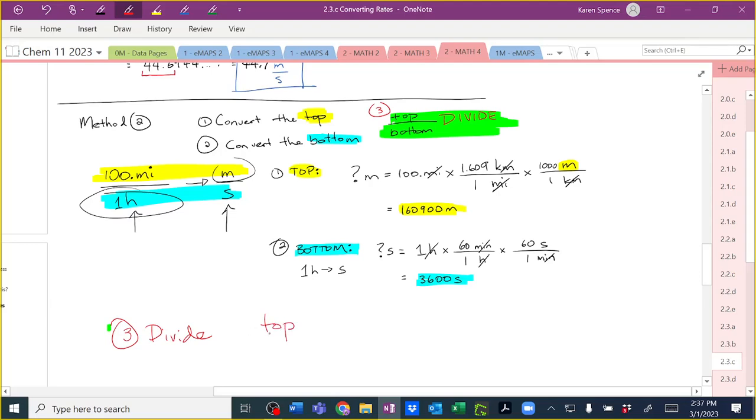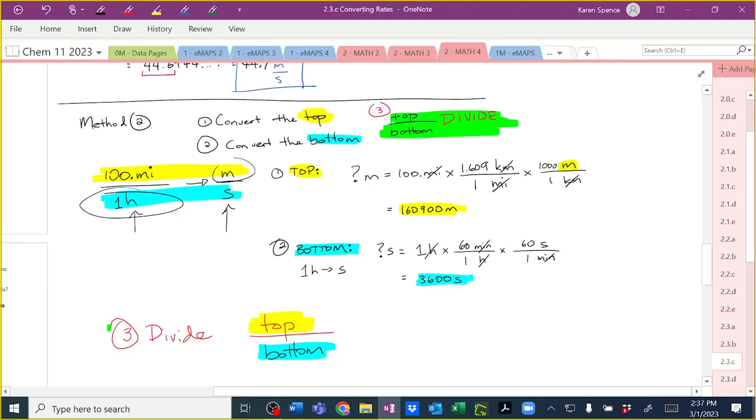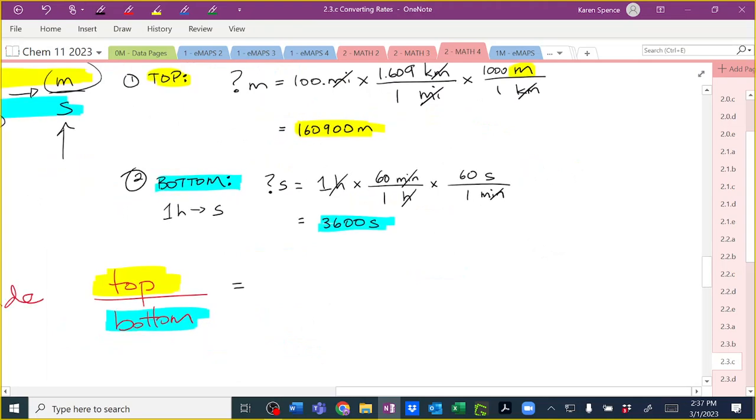Step 3. Divide. Put the top over the bottom. Yellow over blue. So that is the 160,900 meters. And the bottom is 3,600 seconds. And sometimes people just leave it there and they're like, oh, I'm done, woo! You're not done because you have not actually done the division, so you need to actually throw those into the calculator.